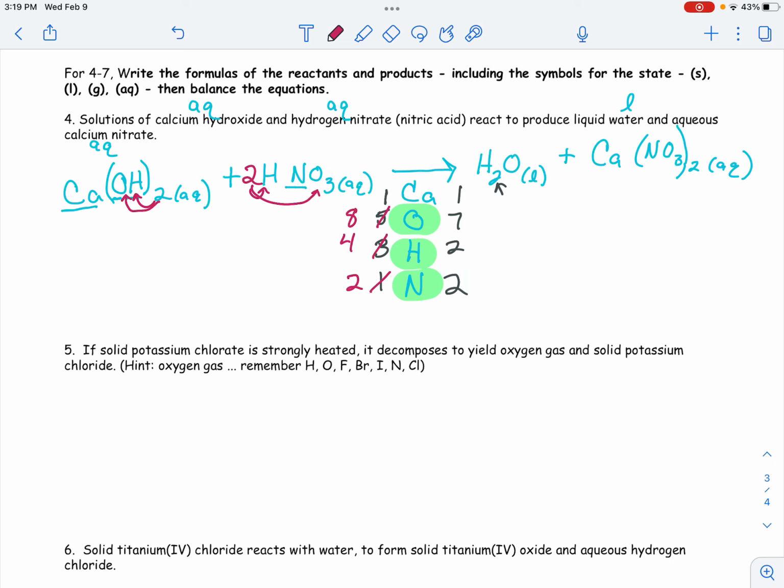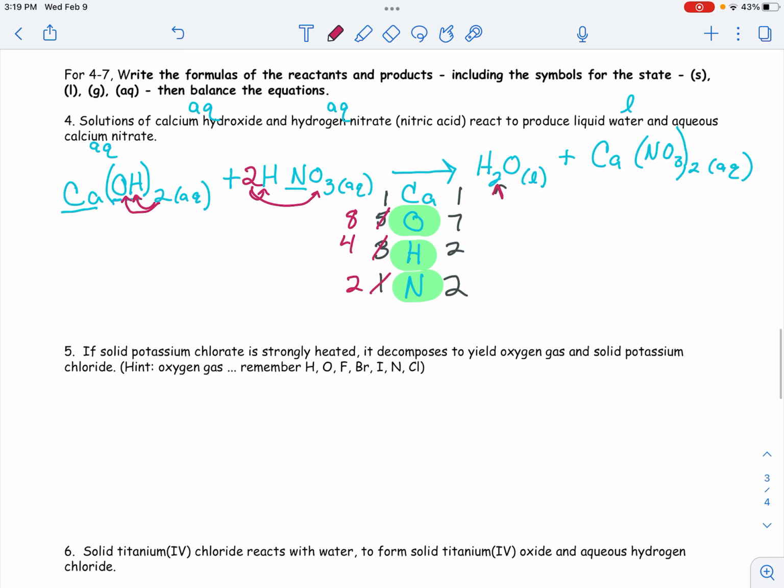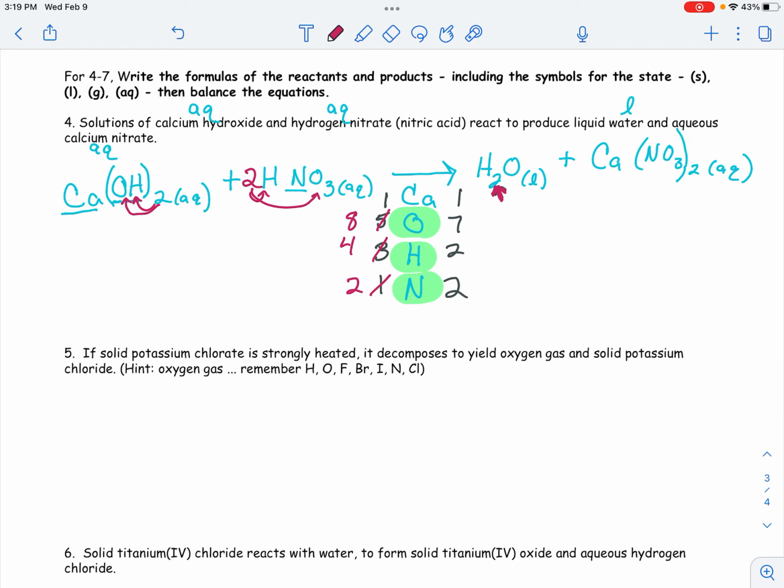So hydrogen is only in one spot over here. Here's my hydrogen and it's a 2. So I'm going to try to focus on that. I had 4 on my reactant side. To get that to go to 4 on my product side, I'm going to need to put a 2 here, because 2 times 2 is going to get me 4.